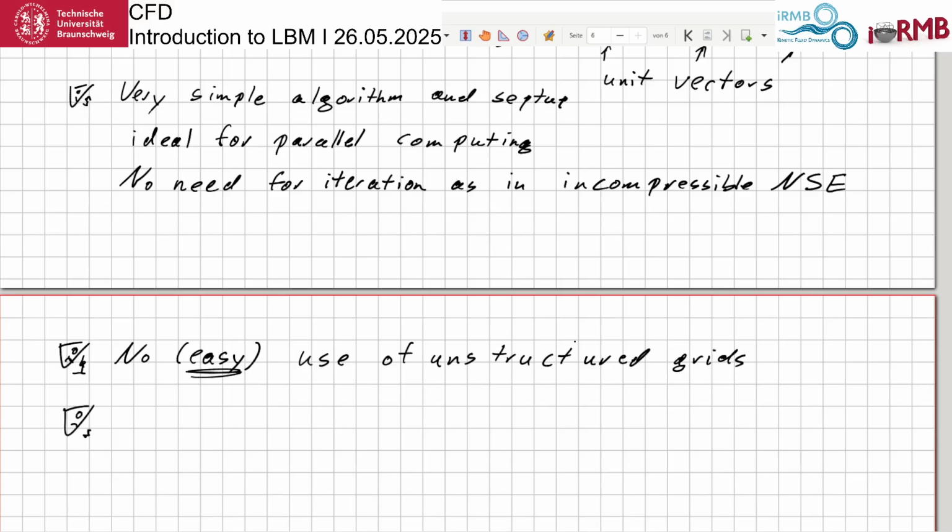And the other thing is, it's all transient, which can be a good thing, but can also be a bad thing if you're interested in static flow conditions, yeah? So there is, again, also a solved problem, but it's not so straightforward. There's no easy way to compute steady states directly.